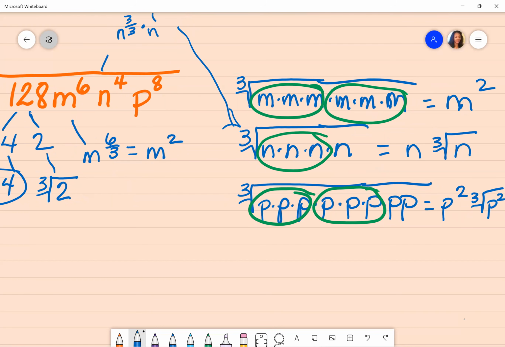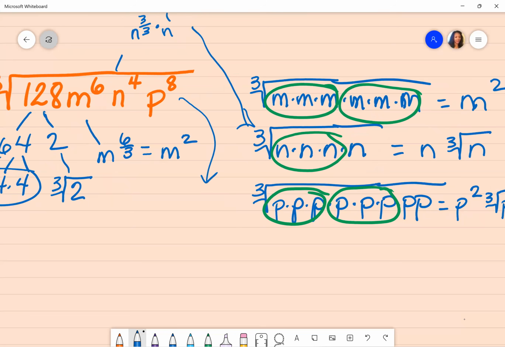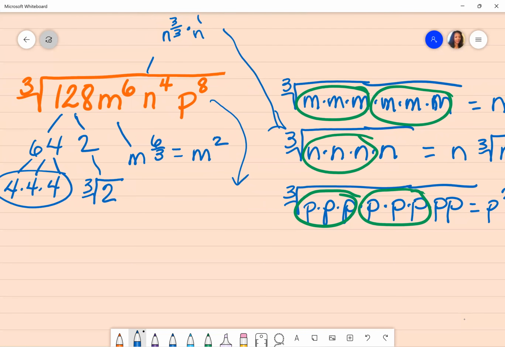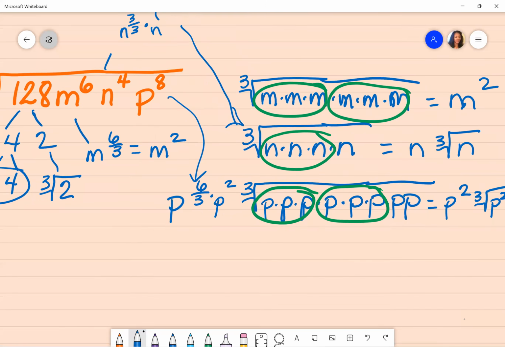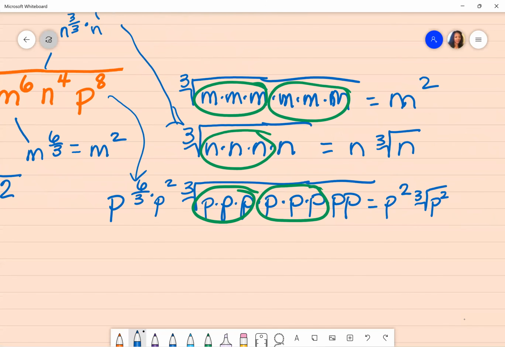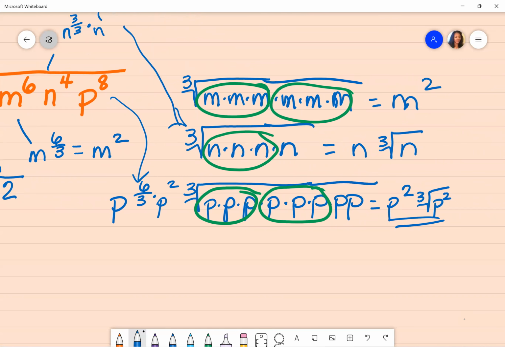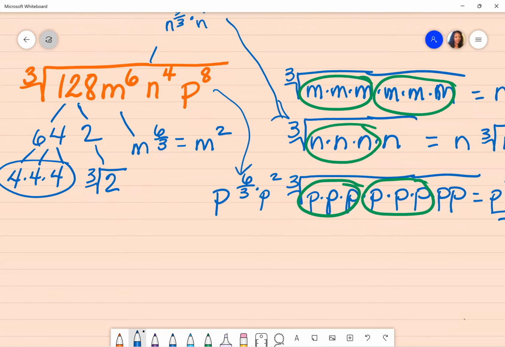1 n, and then I'm left with the n under the cube root, and then the p to the 8th power. The closest number that is a multiple of 3, I need something here, and it's not 8, it's not 7, it's 6. But then I still have 2 p's left over, because 6 plus 2 equals 8. Well, p to the 6 divided by 3 is p squared, which we already said here. And then I'm left with the cube root of p squared. You choose which way makes sense to you.